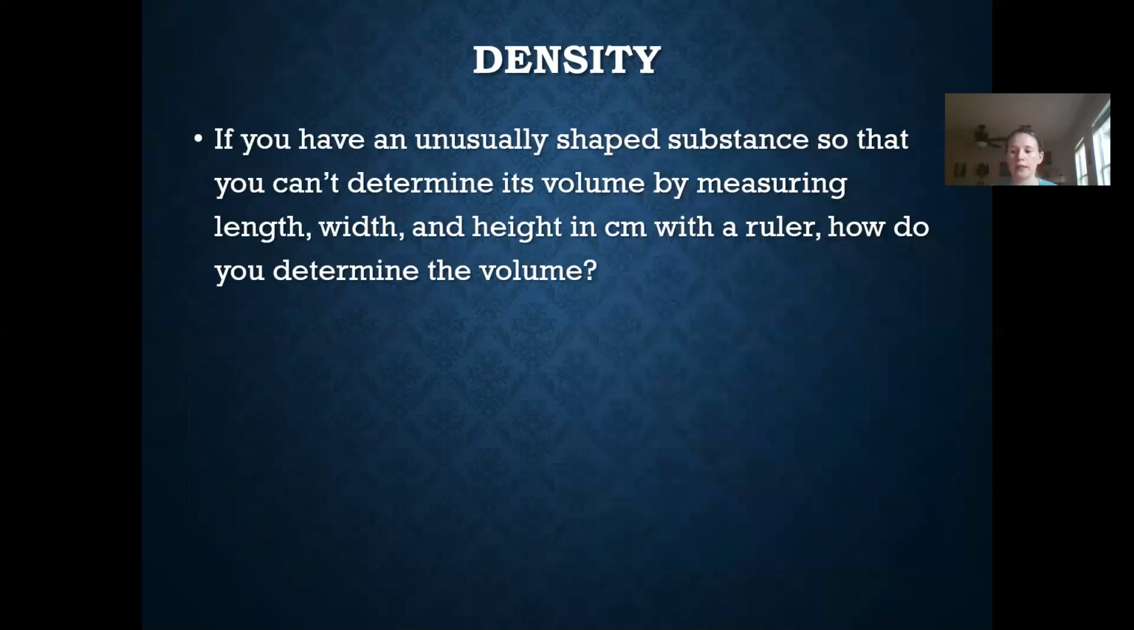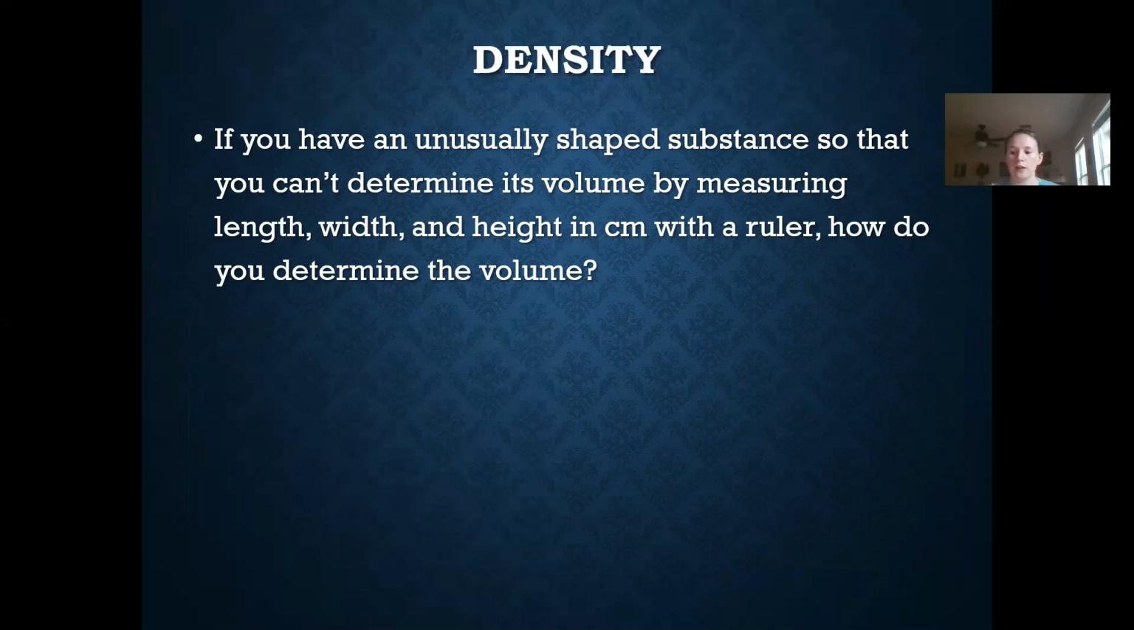Let's say we need to determine the density of an unknown substance, but it's an irregularly shaped object, and so we can't determine its volume by measuring length, width, and height in centimeters with a ruler. Remembering the story about Archimedes, how would we determine the volume of this substance in cubic centimeters? So recall that 1 cubic centimeter equals 1 milliliter. So to determine the volume in cubic centimeters, you can use milliliters.